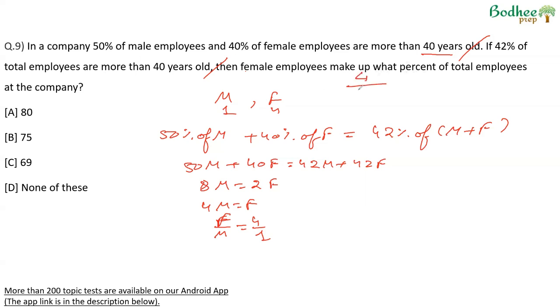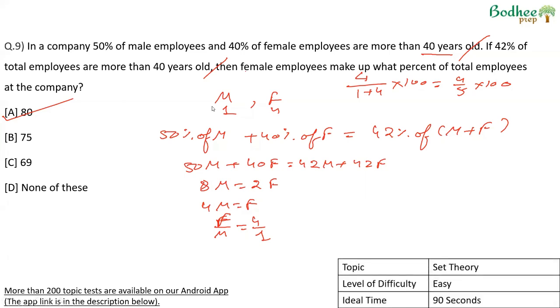There are 4 females and the total number of employees is 1 plus 4. So as a percentage, it becomes 4 by 5 or 80%. Option A becomes the answer. I'd say this question probably was an easy question. Just had to make the equation, about 1.5 minutes to solve.